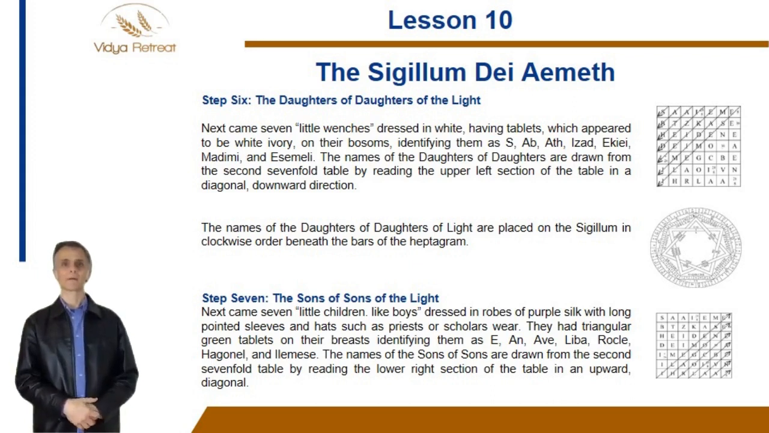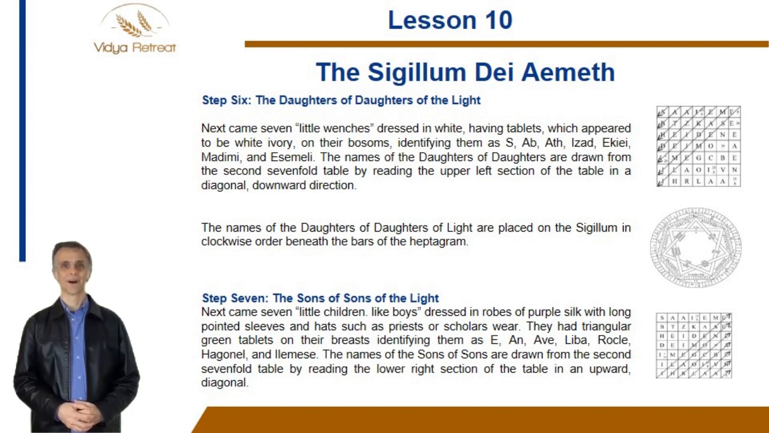Step 7. The sons of the light. Next came seven little children, like boys dressed in robes of purple silk with long pointed sleeves and hats such as priests or scholars wear. They had triangular green tablets on their breast identifying them as An, Av, Liber, Rogel, Hagonel, and Iomes.